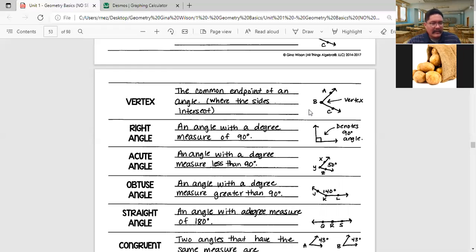That's where it turns, basically, is what vertex kind of means, like a turning point where something reverses direction. And that's what's going on here. If you imagine it coming from one side, it hits here and then it changes direction to a different side. So again, that's your vertex.